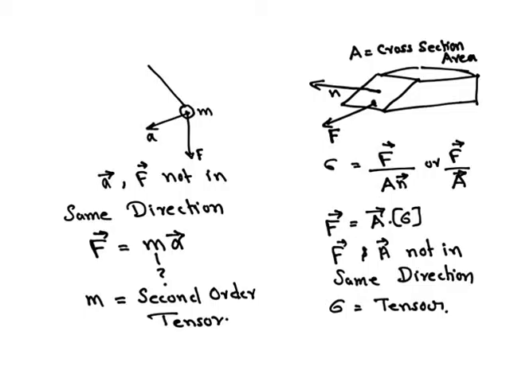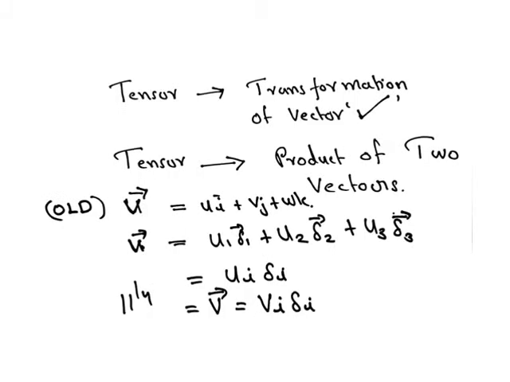Okay, we just revised in the previous session that a tensor is a transformation of a vector, and in this session also we have seen some examples. Now I think you must have got the concept of transformation of a vector as a tensor idea. Another idea is that a tensor can be expressed as a product of two vectors.